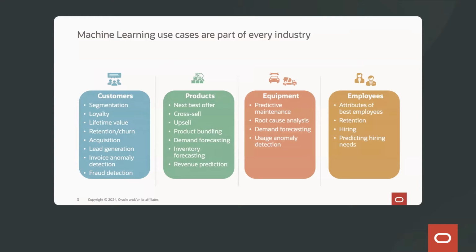Machine learning use cases are part of every industry. All industries have customers and/or products and/or equipment and/or employees, and there are many different types of use cases you can see. If you have customers, you're worried about customer segmentation, loyalty, customer attrition or churn. If you have products, you're looking for the next best offer, cross-selling, things like that. Looking at equipment, you're trying to identify predictive maintenance and things along those lines. And with employees, you're looking at all their best attributes, trying to find similar good employees.